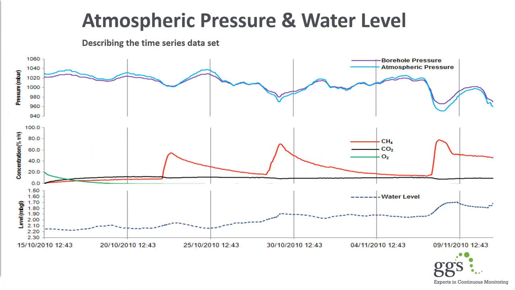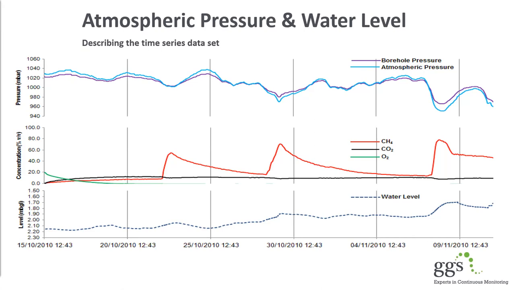So let me introduce you to time series data. This is the output that we collect from our continuous monitoring equipment. On the current graph, we've got atmospheric pressure and borehole static pressure on the top graph. We've got the bulk gases in the middle: methane, CO2, oxygen. And then on the lower graph, we've got groundwater. So again, we're trying to correlate the different gases with the environmental behaviors of atmospheric pressure and water level.